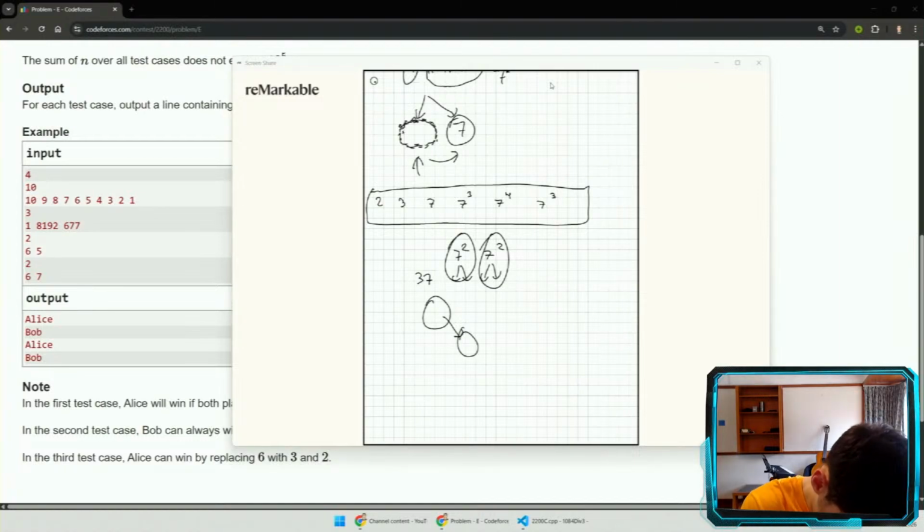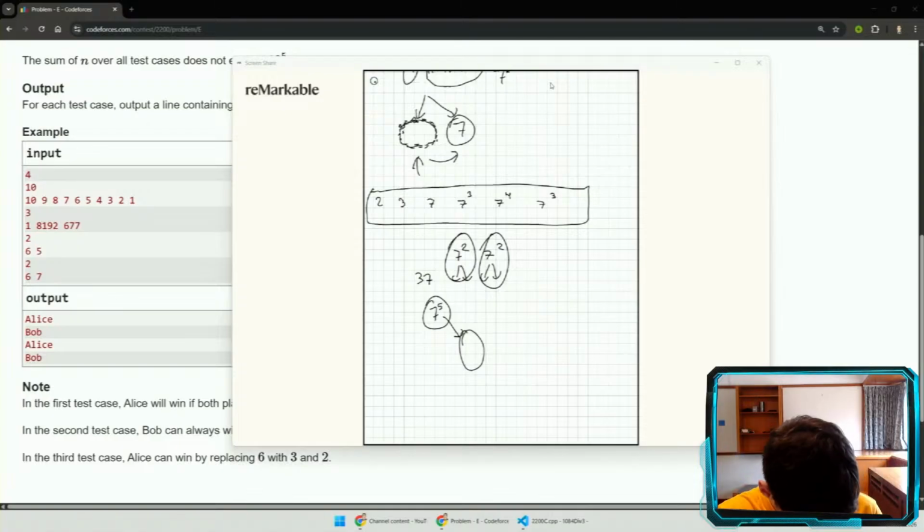So for this to be possible to win for Bob, the thing on the left has to be composite. So it has to be a prime to a power. Like this. And the thing on the left, so it's just a race of Alice decreasing this and Bob decreasing this, kind of.